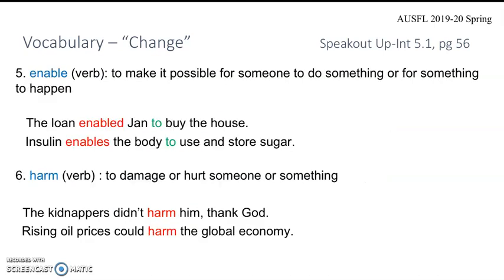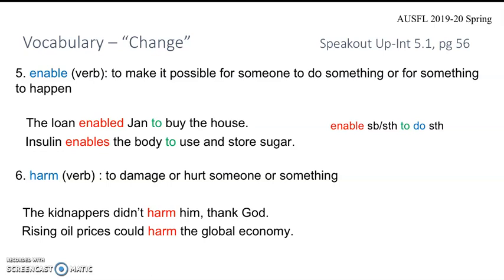Number 5 is enable. It means to make it possible for someone to do something or for something to happen. You will notice that it is used in a certain structure. Enable somebody to do something, or enable something to do something. The loan enabled Jen to buy the house. Insulin enables the body to use and store sugar.